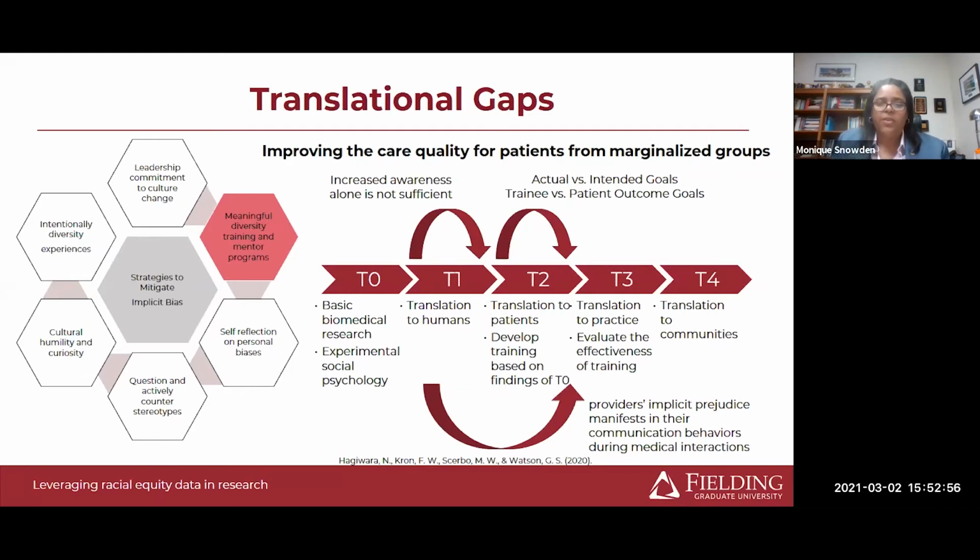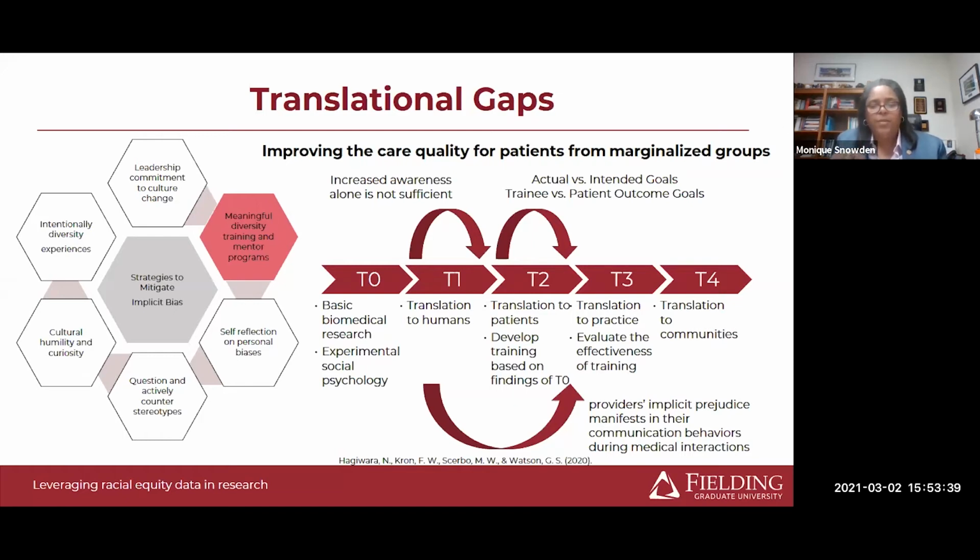And what I'm showing with the arrows here is actually some gaps. So if you see the first arrow here, it is between T1 and T2. We can have some of these trainings, but the fact is that some of the trainings we're having are not necessarily having the impact that they should, because they're missing, let's just say, certain points. So from here, increased awareness alone is not sufficient. So when we're trying to move from T1 to T2, we've got to do more in the training. The awareness is great. We've got to start with the awareness, but that is not sufficient.